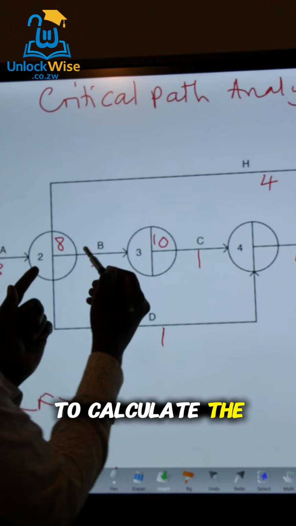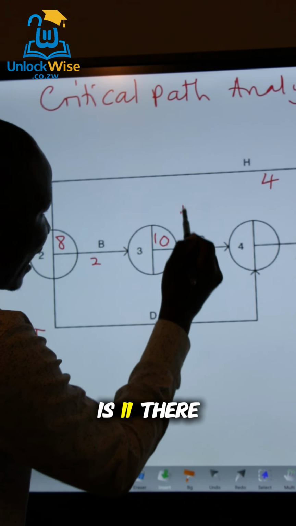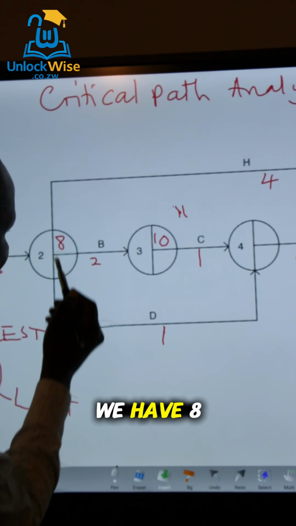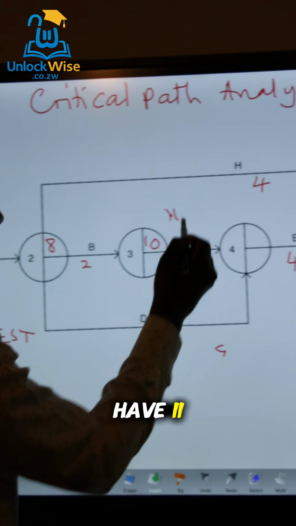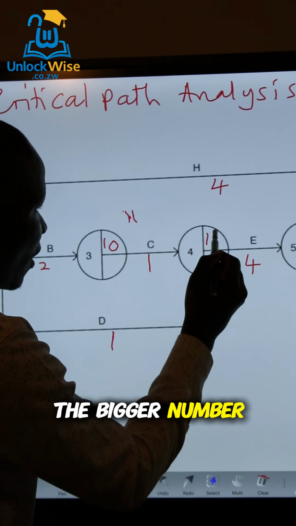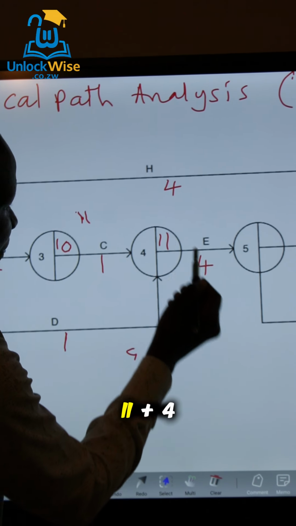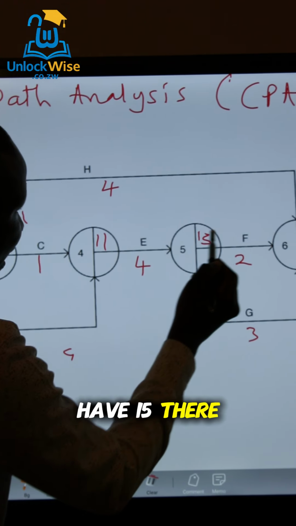So you have to calculate both routes. For here we have 10 plus 1, which is 11. And then here we have 8 plus 1, which is 9. So we actually have 11 and 9. So what are we writing there? We're writing the bigger number, which is 11. Okay? Then we are going to the next node, 11 plus 4. We actually have 15. So we have 15 there.